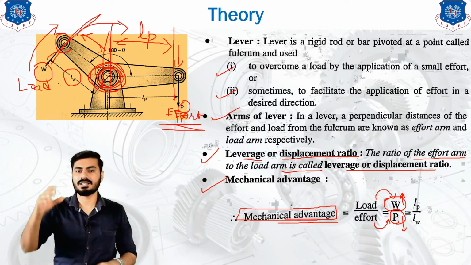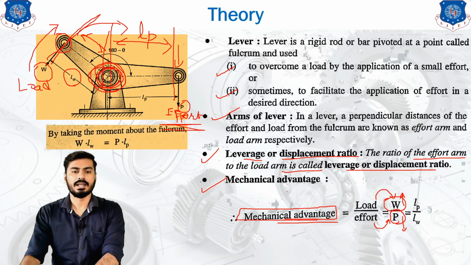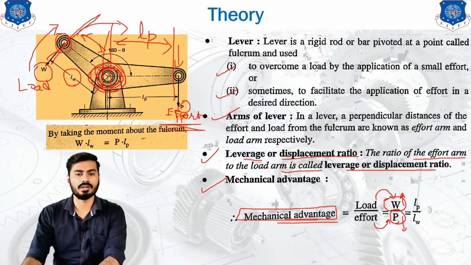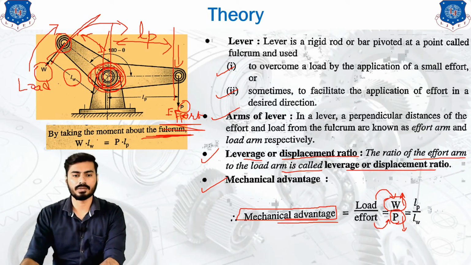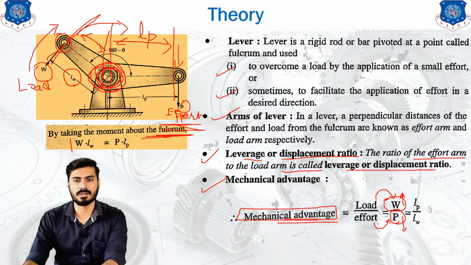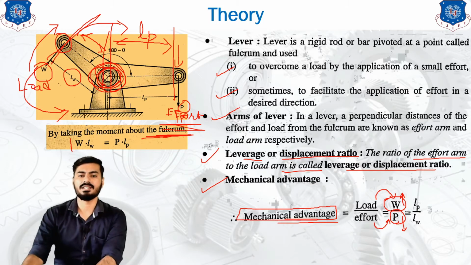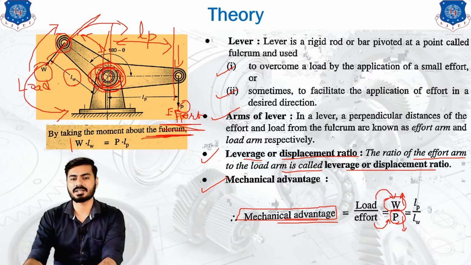Similarly, you can connect it with this, because we know the principle of the lever by taking the moment about the fulcrum. By taking the moment about the fulcrum, you can say W into LW, because W is a force and LW is the perpendicular distance. So force into perpendicular distance will be moment. This is the direction of W, so your moment direction will be anti-clockwise. The force of the effort is in this direction, so your moment will be clockwise.